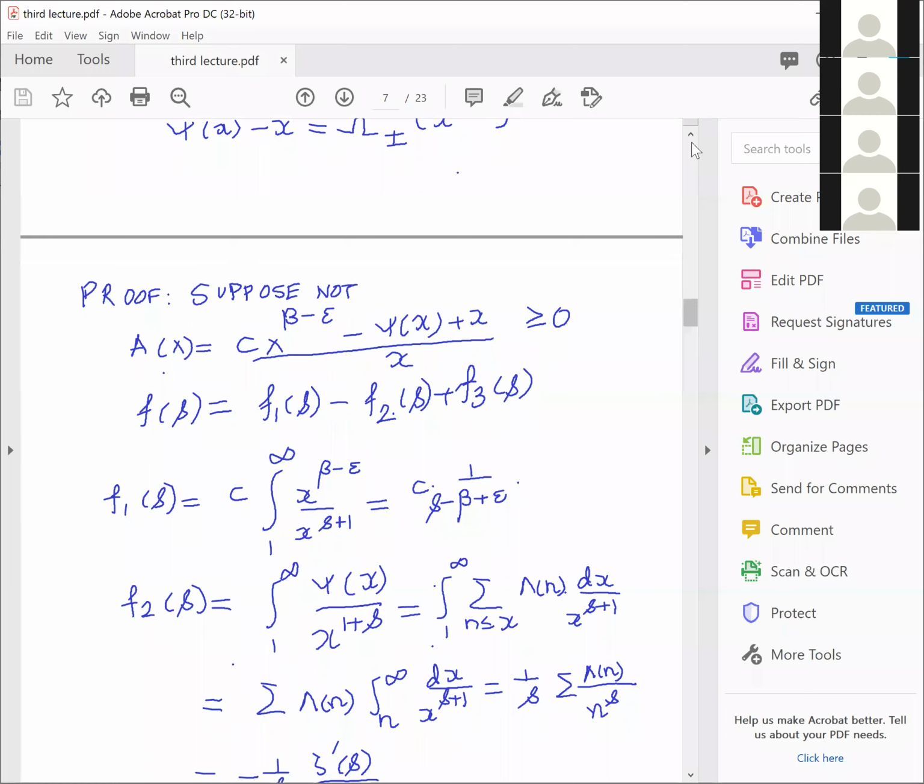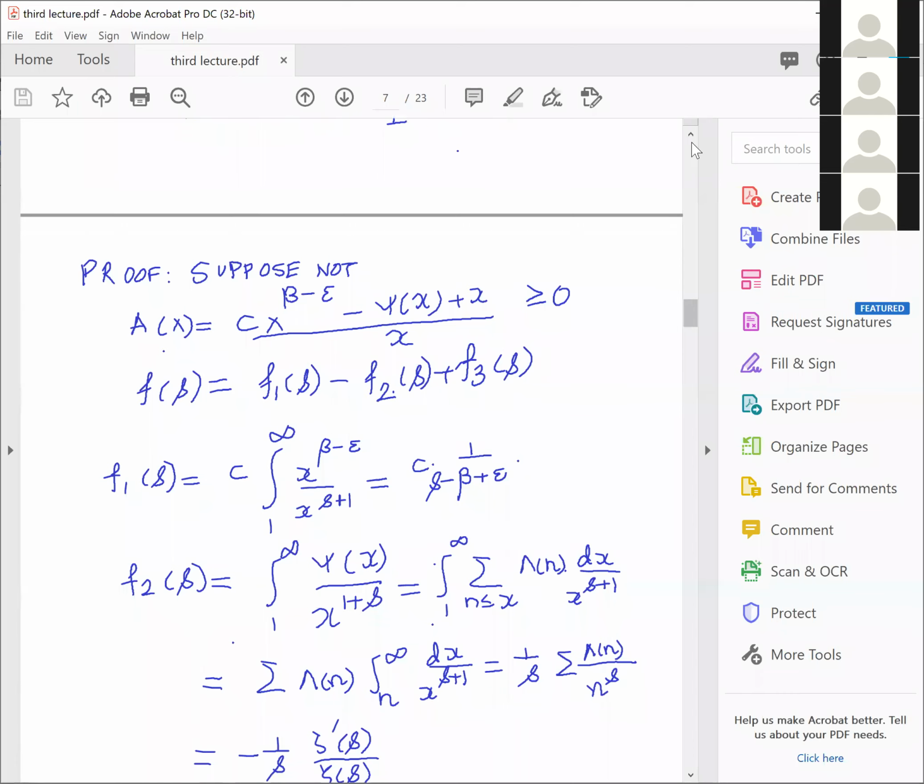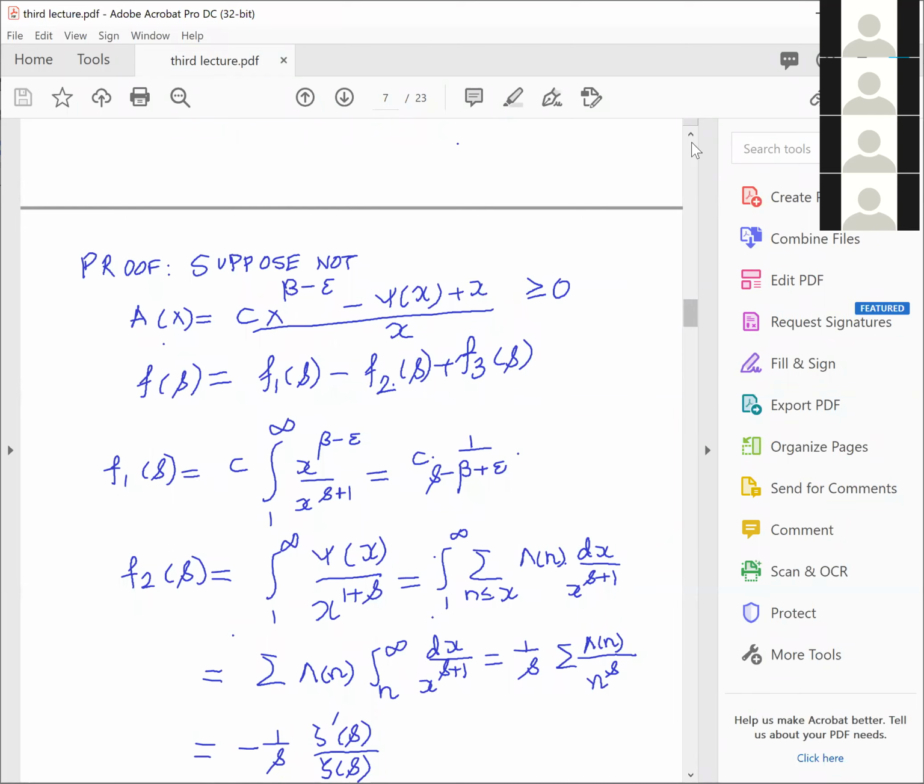Now let's look at f2 of s, which comes from the psi of x part. Therefore, it is psi of x by x to the power s plus 1. And then I write what psi of x is. Psi of x is by definition the summation over n not exceeding x of lambda n, times dx by x to the power s plus 1. And then I can interchange the summation. I will get summation lambda n. And all these interchanges I can do essentially when the real part of s is rather large.